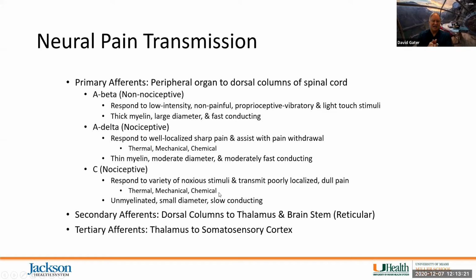Once the pain information gets to the cord, then it ascends dorsal columns to the thalamus and to the brainstem, into the reticular system, and the reticular activating system of the brain, and then to the tertiary afferents, where you take information from the thalamus to the somatosensory cortex, which is where you perceive pain.